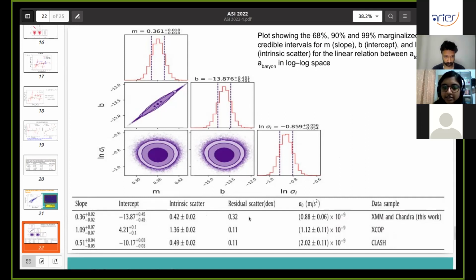0.42%, and the residual scatter we are getting is 0.32, which is about 3 times more than in the cases of galaxies as well as clusters. So actually RAR is ruled out in this particular data set.